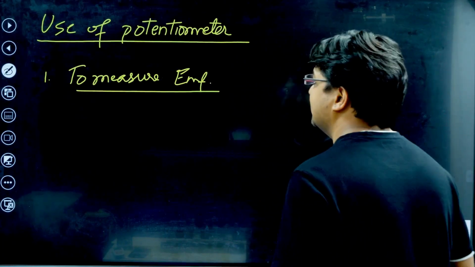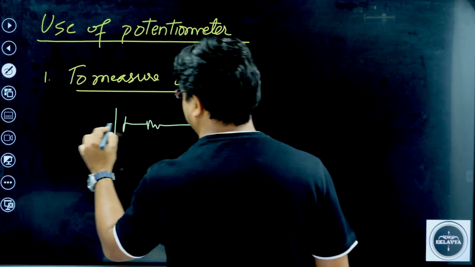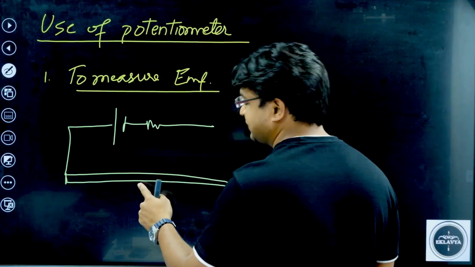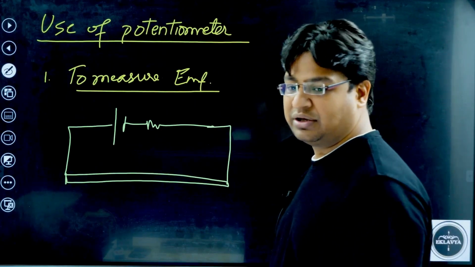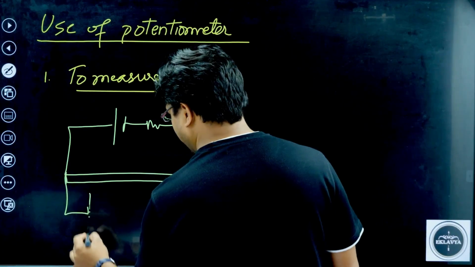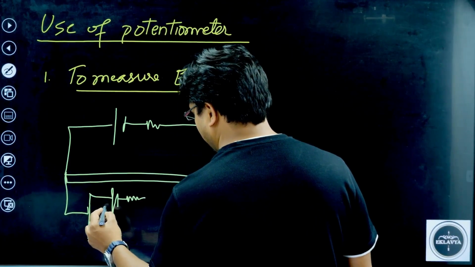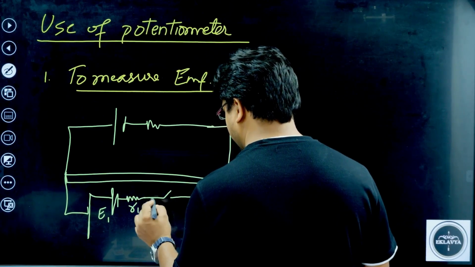What does that mean? Let me show you. Let's say I prepared a primary circuit. I don't know the resistance of this wire, I don't know the length of this wire, I don't know the internal resistance, I don't know the EMF. I know nothing. What I will do is take one battery, the EMF of which is known to me. Let's call it E1, with internal resistance R1. And this is a switch, let's say S1.